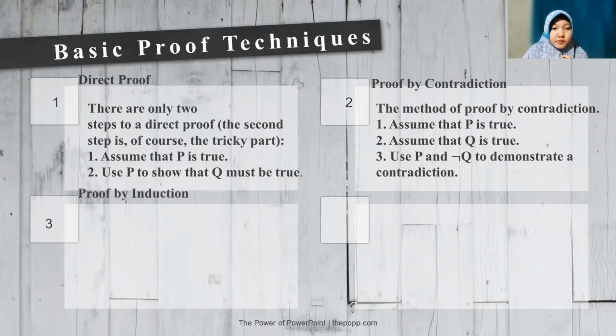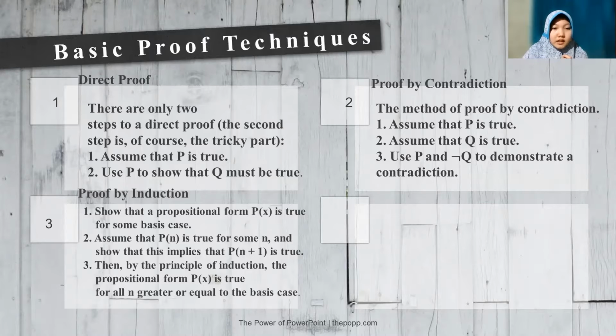And next is proof by induction. Show that a proposition P(x) is true for some base case. Assume that P(n) is true for some n and show that this implies that P(n+1) is true. Then, by the principle of induction, the proposition P(x) is true for all n greater than or equal to the base case.